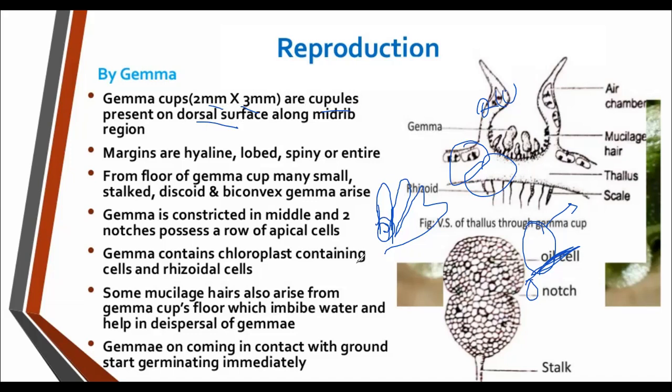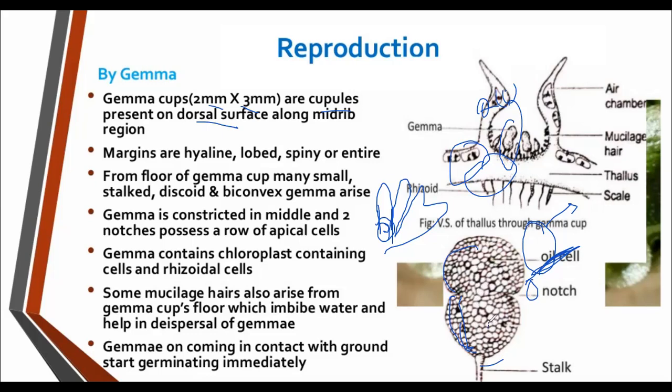And this gemma cup develops a small stalked structure, which is bearing a dumbbell-like structure. This dumbbell-like structure is called the gemma proper. The stalks are found on the apical region, which is found inside the cup. And this gemma proper has many cells. It is multicellular in nature, and these cells are usually parenchymatous, and they contain the chlorophyll pigments.